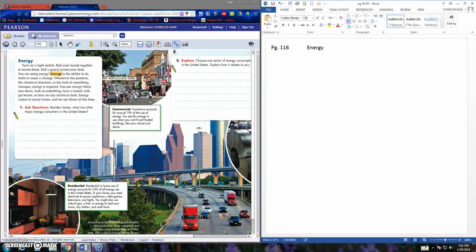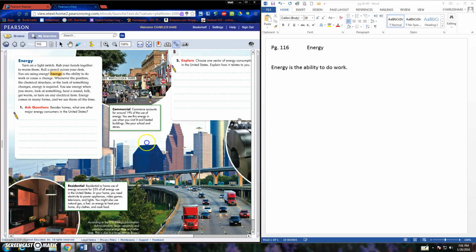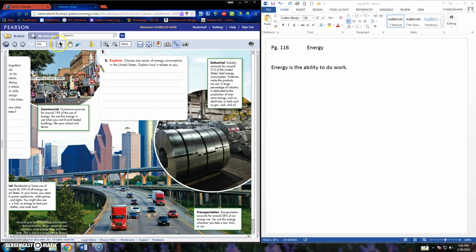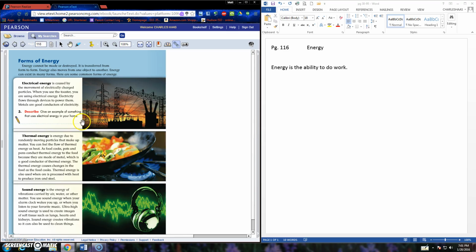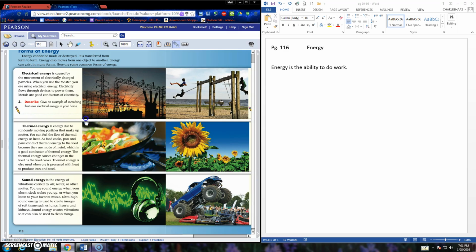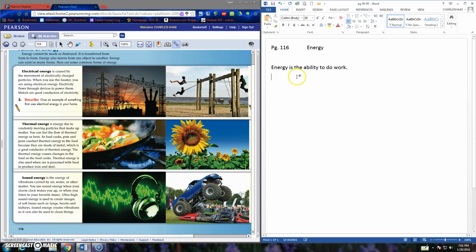We're talking about energy today, reviewing. Energy is the ability to do work. Without energy, nothing works. Everything needs energy. Forms of energy. Man, it's been a while since we've looked at these.